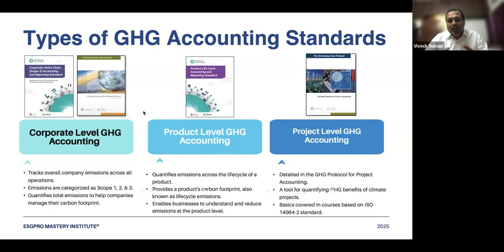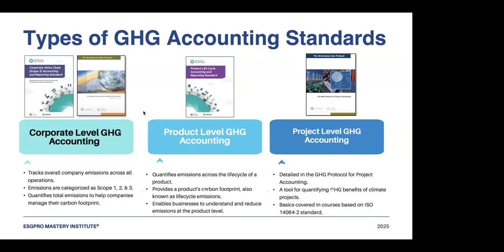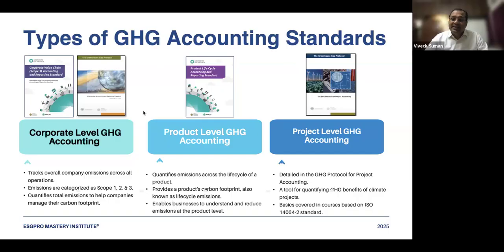Now, the second one is product level GHG accounting. Last time you were speaking about inventory, right? So you have shared one template also. Is this the same as that, or is it different? GHG inventory, right? That is the end. It means at the end of the day, you need to do an inventory of GHG, greenhouse gases. To calculate it, you need these books.